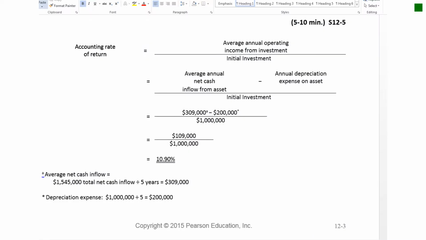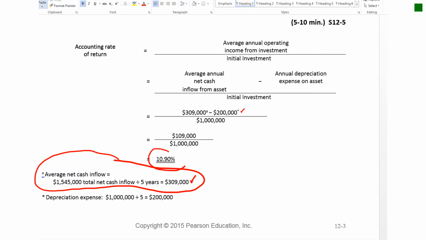So here's the official answer. Notice once you do divide by 5, here's that calculation. Once you do divide by 5, the average yearly income is $309,000. You subtract that $200,000 depreciation, divide by $1 million. You're going to get an accounting rate of return in that case of 10.9%.